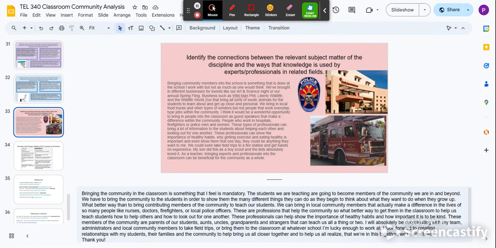I look forward to creating relationships with my students, their families, and the community to help bring us all closer together and to help us realize that we're in this together. We're all a team.